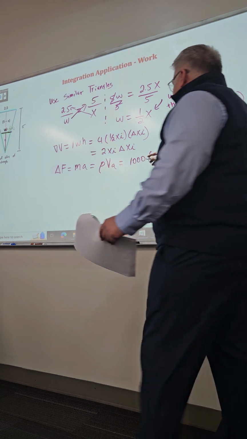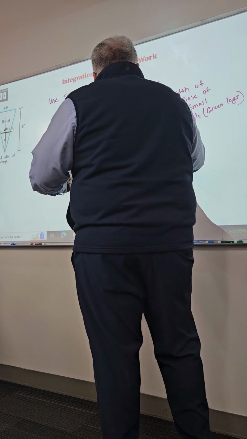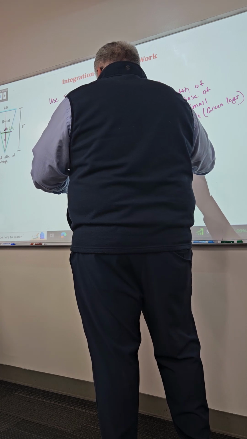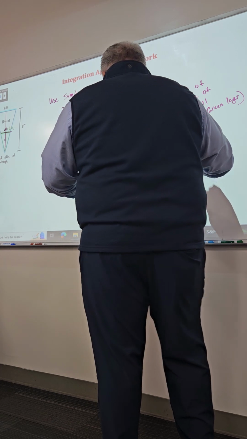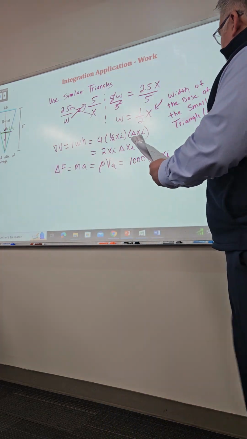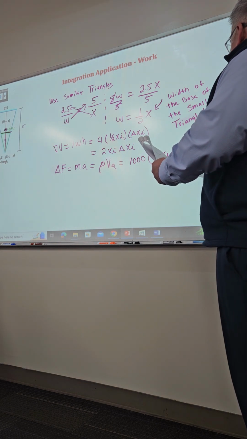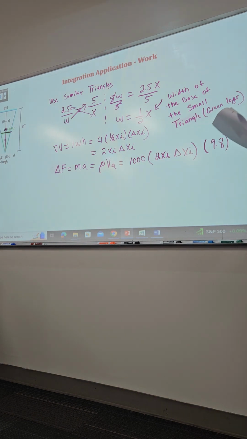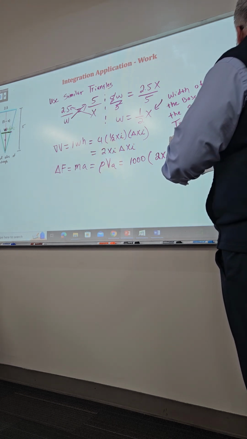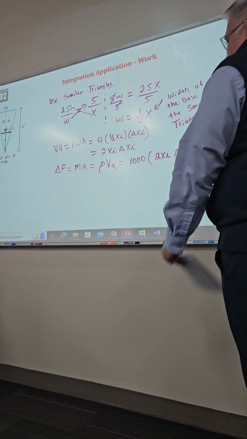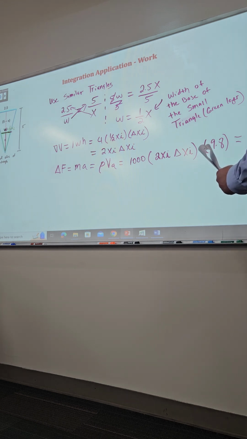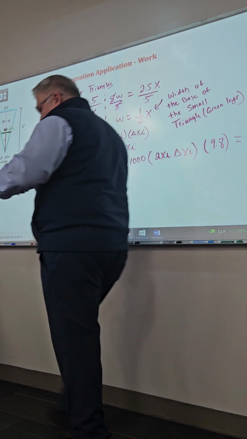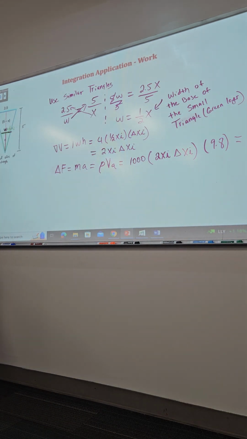And our volume is what? 2 x sub i times delta x sub i, times the acceleration, which is 9.8. And when we do all that math, it's going to be 19,600 x sub i delta x sub i. Right? So see, now we got the force.